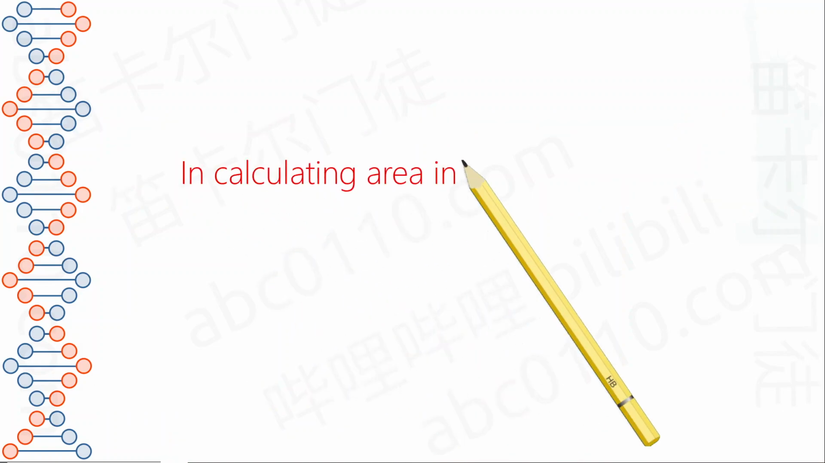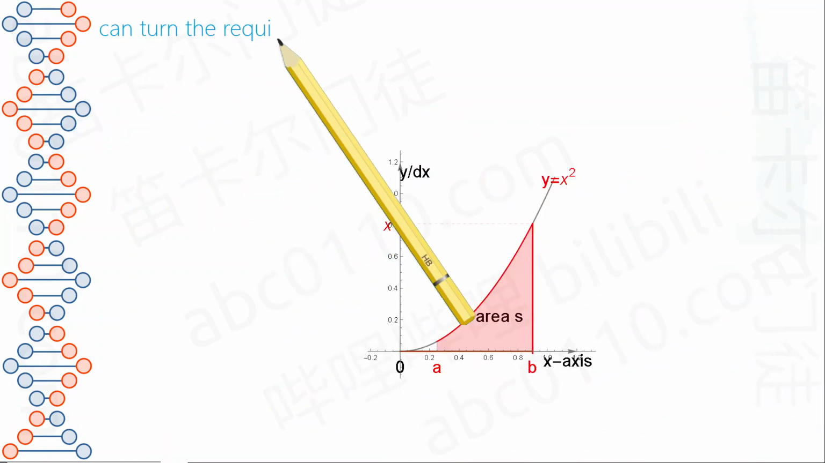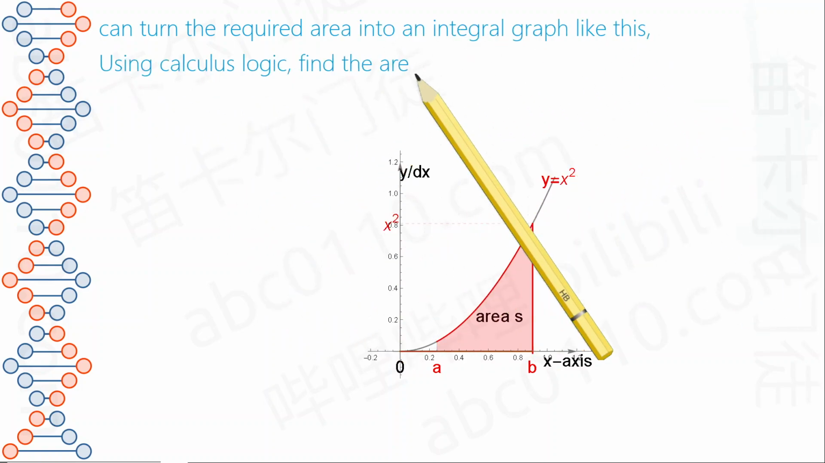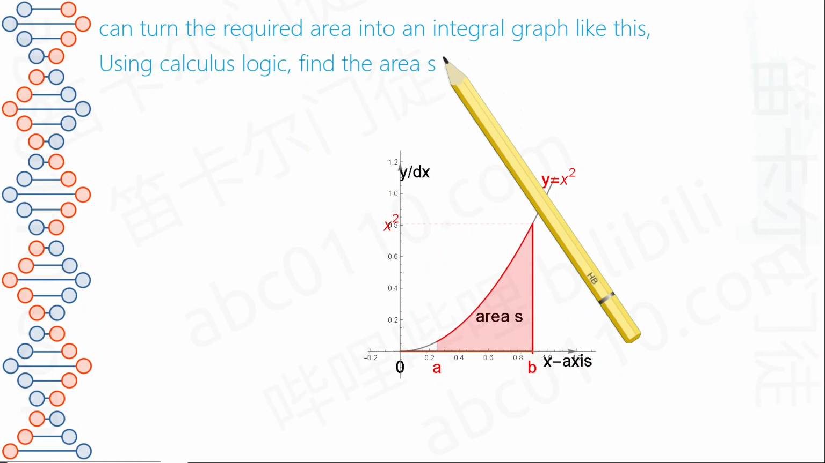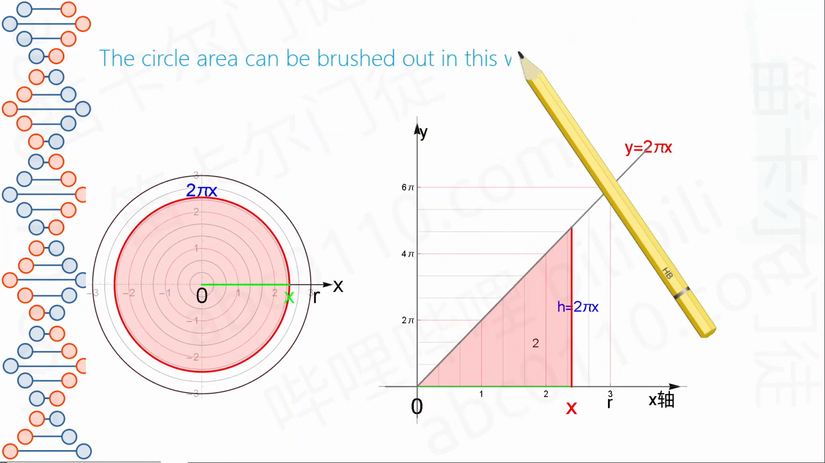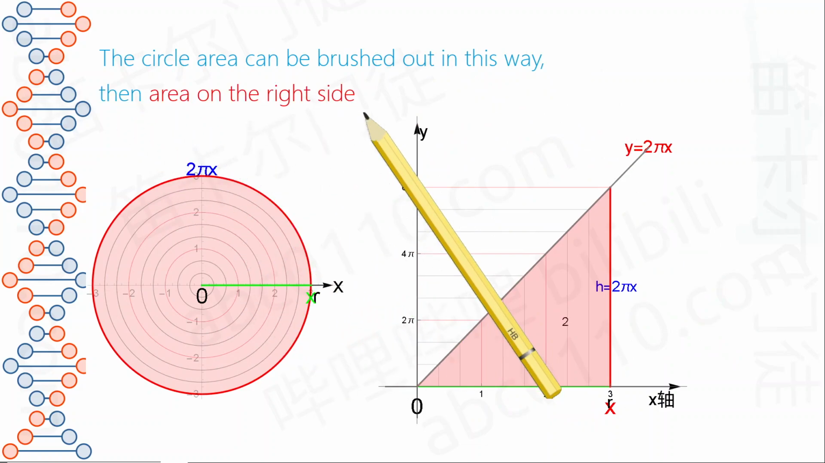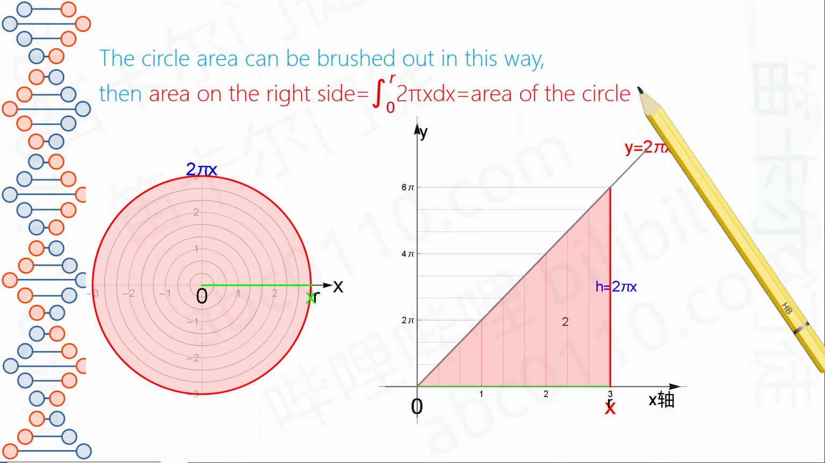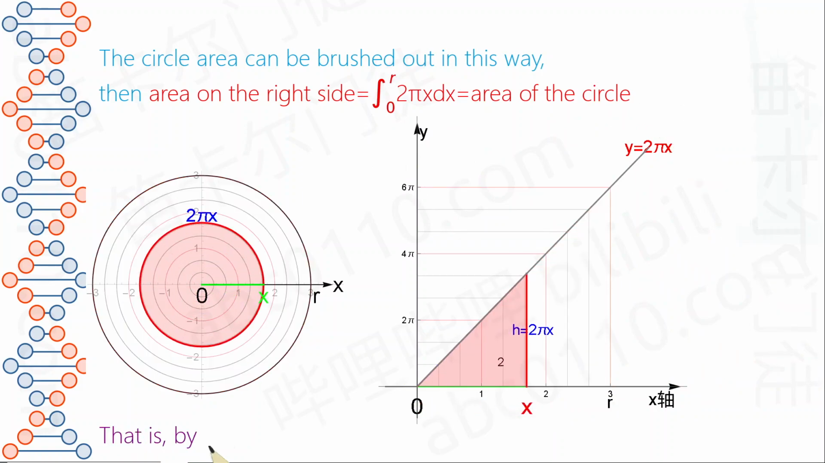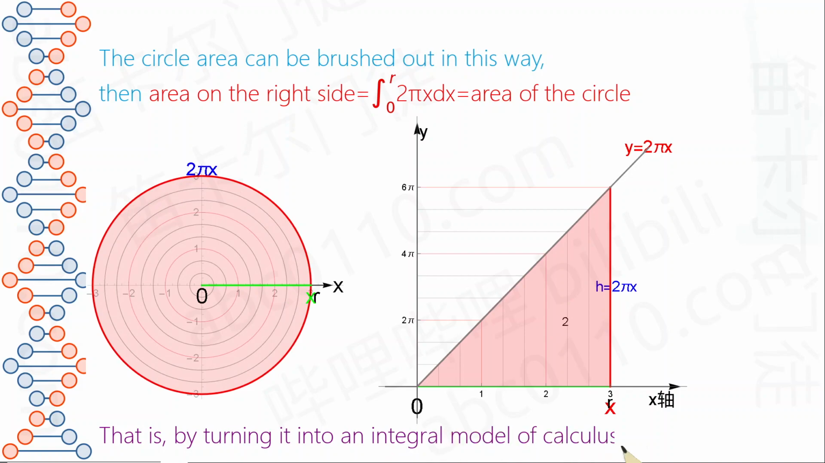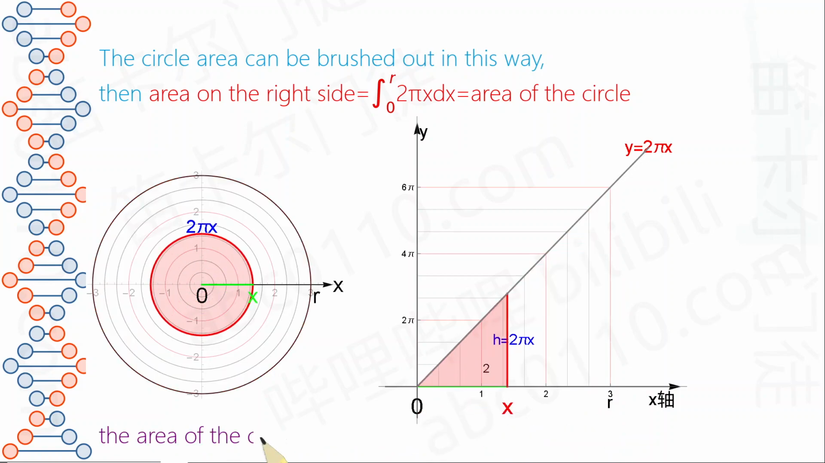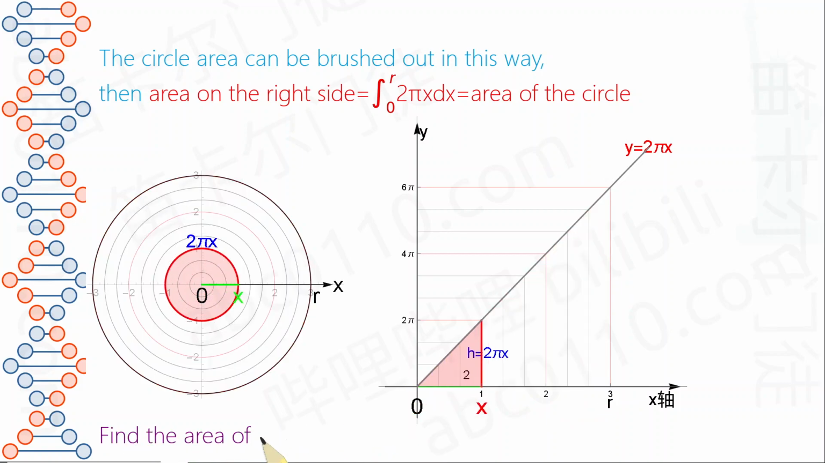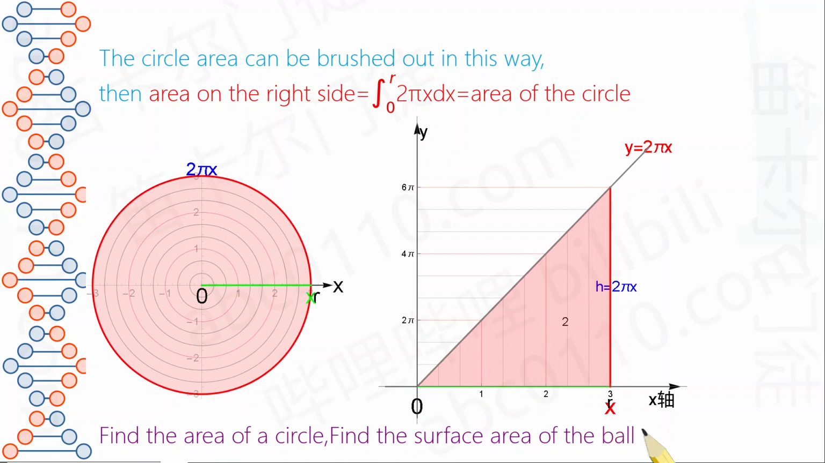In calculating area in mathematics, we can turn the required area into an integral graph like this, using calculus logic. Find the area S. The circle area can be brushed out in this way. Then the area on the right side equals the integral from 0 to 2x, which equals the area of the circle. That is, by turning it into an integral model of calculus, the area of the circle is found. Please see my video for details: find the area of a circle, find the surface area of a ball.